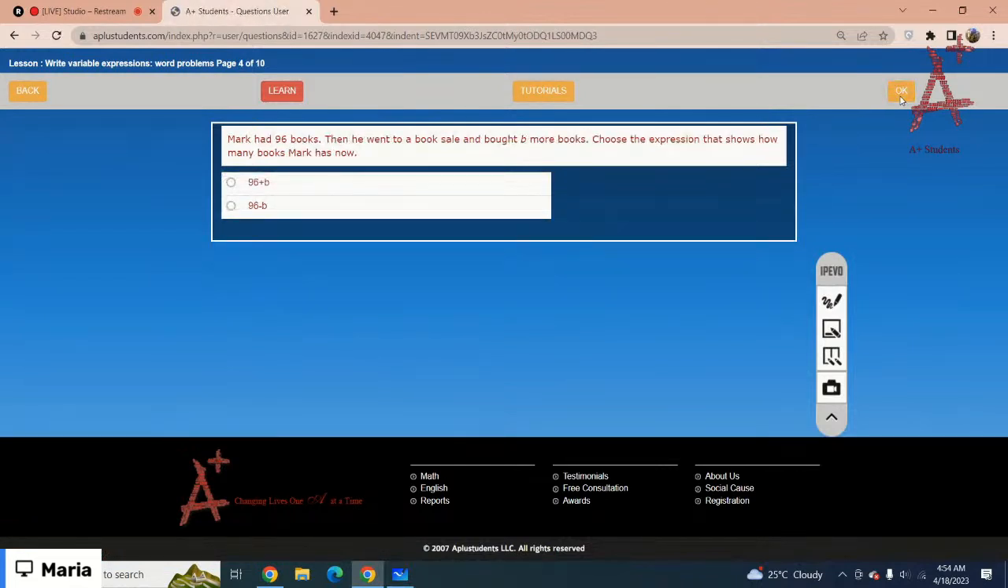Okay, Mark has 96 books. Then he went to a book sale and bought B more books. Choose the expression that shows how many books Mark has now. So which is the correct option? He already has 96. He bought B more books. It would be 96 plus B. Now he has 96 plus B books.